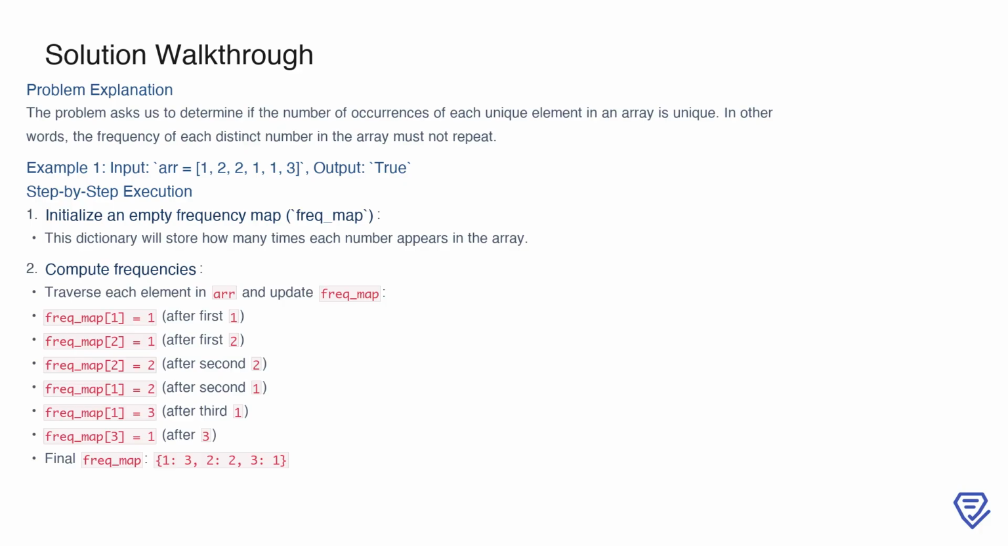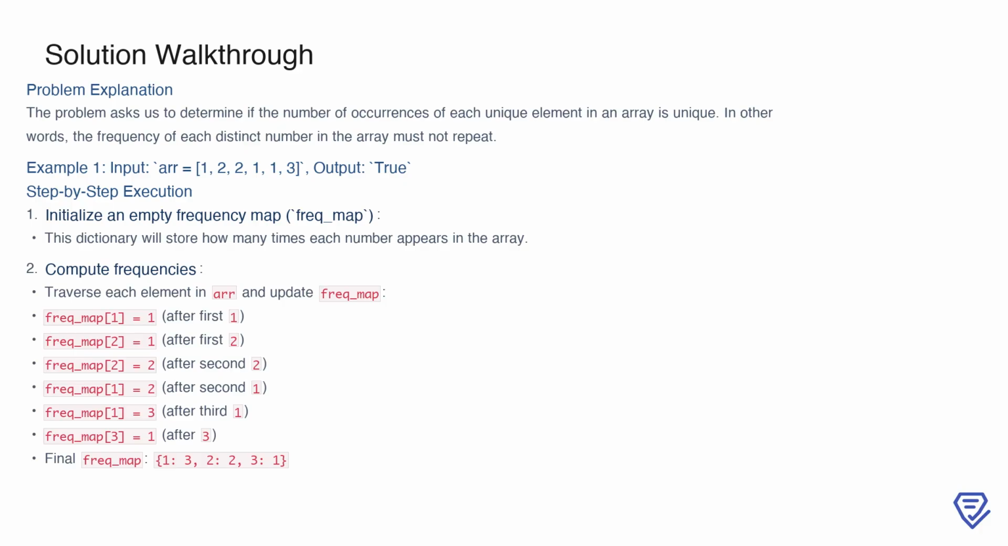The problem we're tackling here is to determine whether the number of occurrences of each unique element in an array is unique. What this means is that we need to ensure that the frequencies of all distinct numbers in the array do not repeat. For example, if we look at the input array 1, 2, 2, 1, 1, 3, our goal is to check whether the counts of each number are all different. Let's break it down step by step.